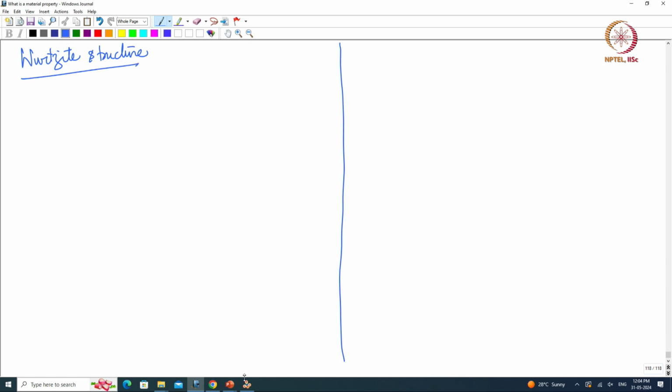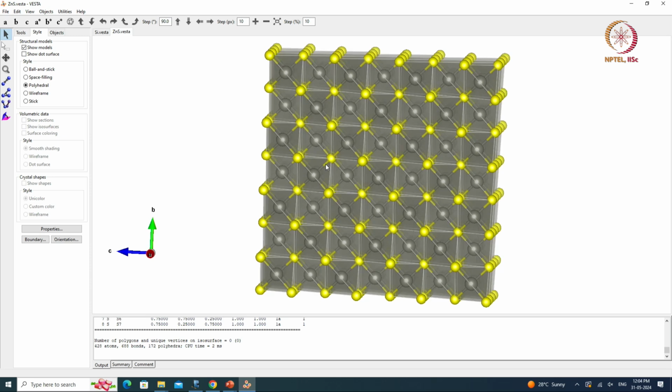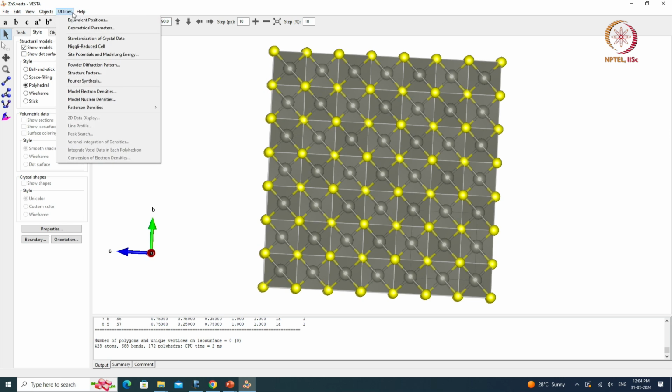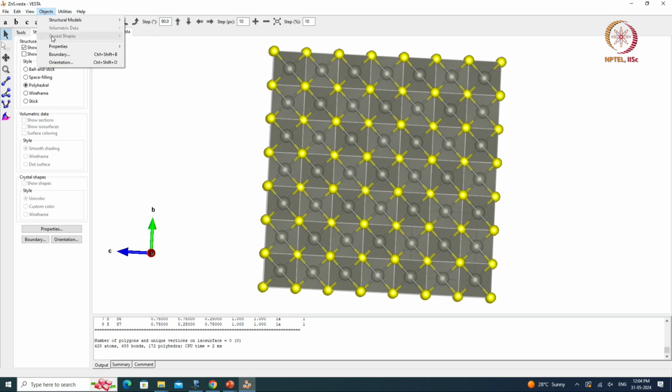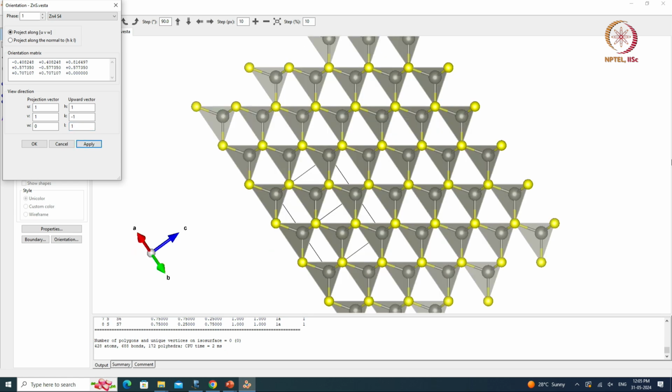So, before actually going into details of the Wurtzite structure, let me reorient the zinc blende structure in a different orientation. Okay. So, let us say I am going to watch it along the 110 direction, whereas my upward vector will be 1 minus 1 and 1. Okay. So, let me apply this. Aha. So, remember this.